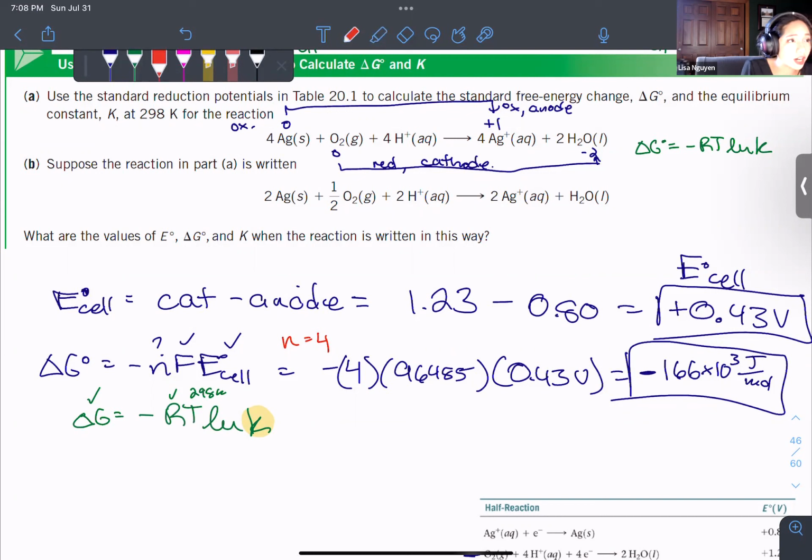So this equation that I just wrote in green is from chapter 19, where we talked about thermodynamics. So you calculate K. K should be a really, really large number because this reaction is spontaneous in the forward direction, meaning you form a lot of products. K is products over reactants, so K should be large. And when you calculate it, yeah, it's a huge number: 1.2 times 10 to the 29. It's a huge number, right?